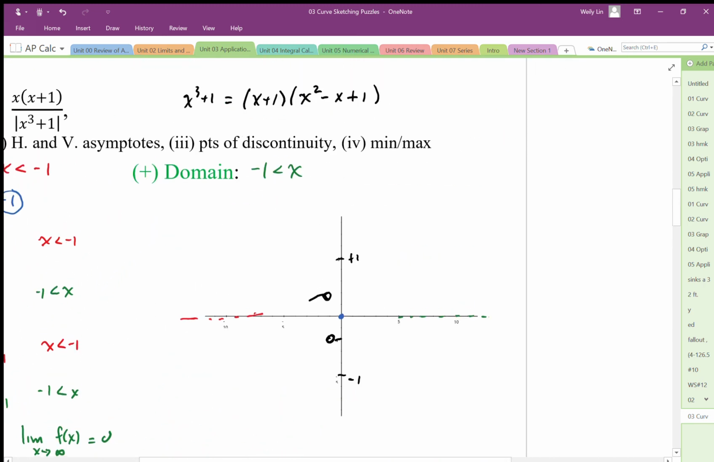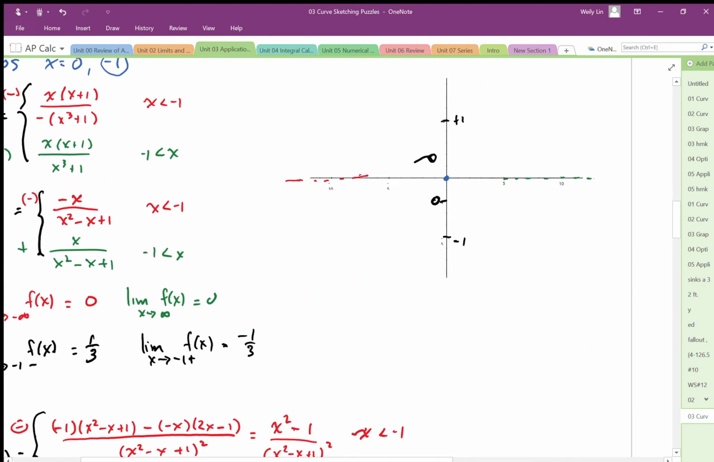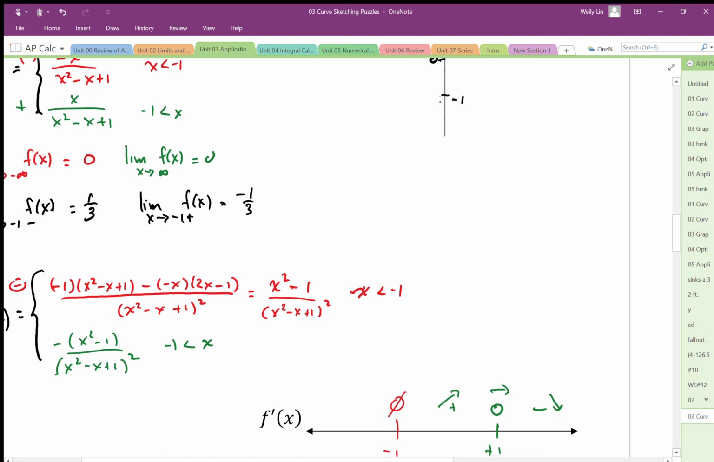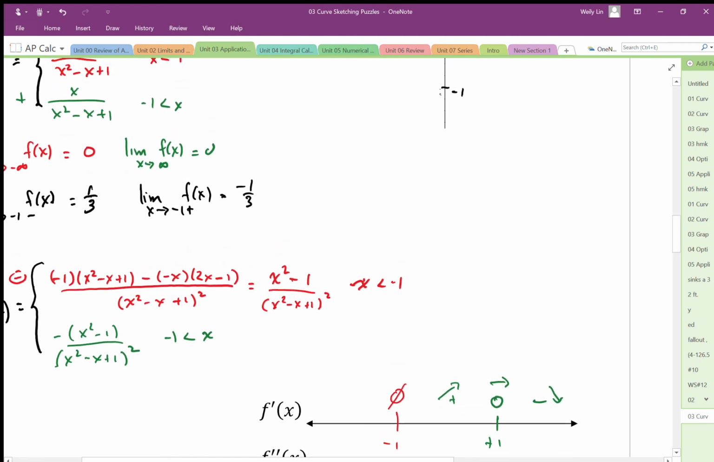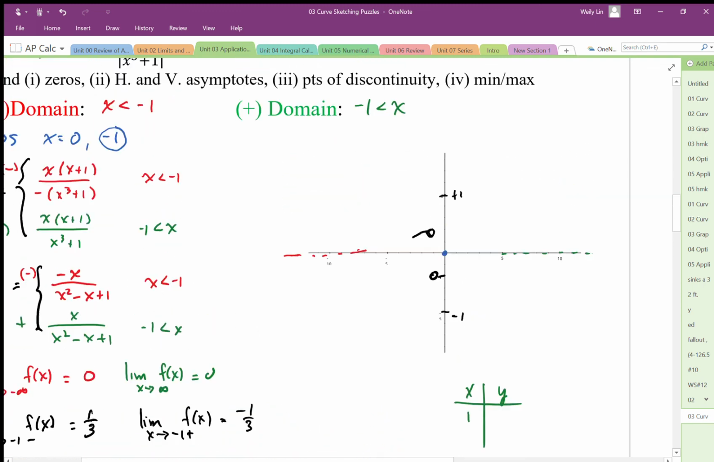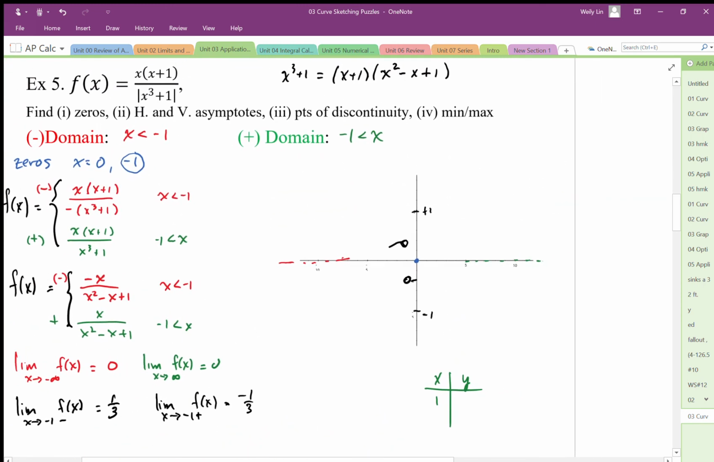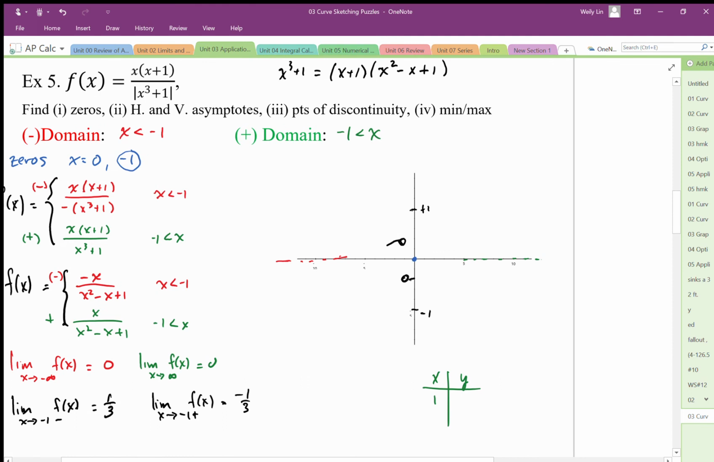I think I had a chart here. No, I didn't make a table of values, but I do need to know the y-coordinate when x is 1. So I'm going to plug that back into my original function. When x is 1, I'm going to get 2 over 2, and that's going to be y equals 1. Yeah, that looks like y equals 1. So x is 1, y is 1. So I'm going to have that point there.